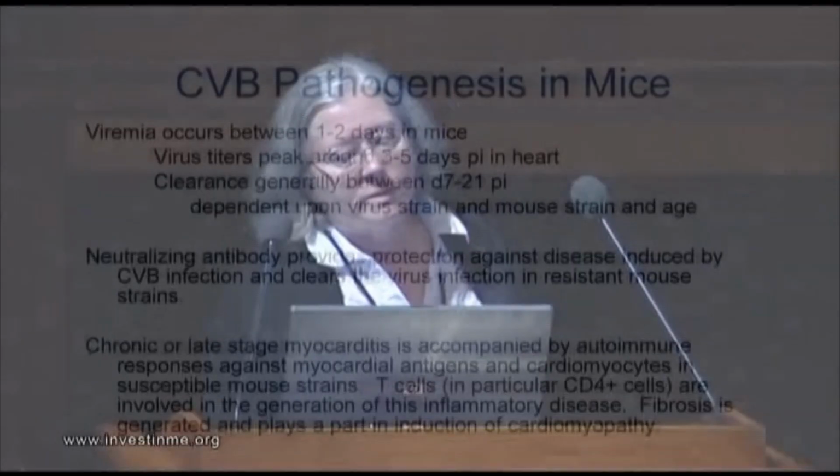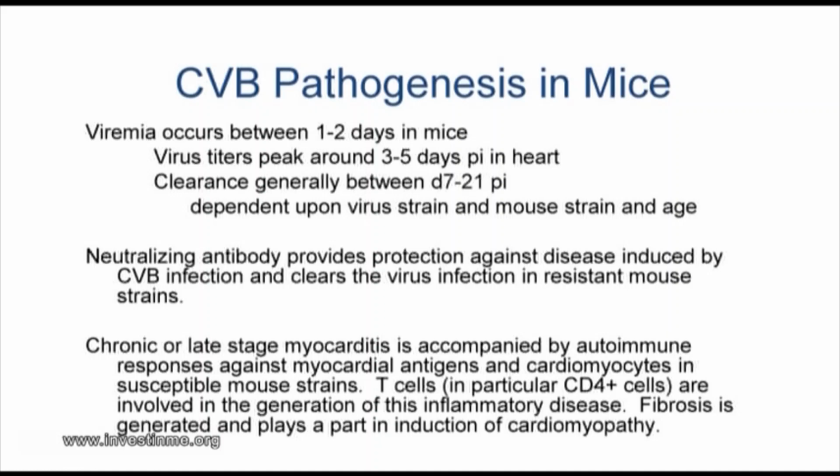However, there is a disease that goes on after that virus clearance, in chronic and late-stage myocarditis. It's characterized by autoimmune responses against myocardial antigens, and an inflammatory cell-mediated immune response so that your immune system begins attacking the myocardium. There's also fibrosis, that is, scarring of the muscle tissue. Now, this stage was considered to be a post-viral stage. The virus was not considered to be present.